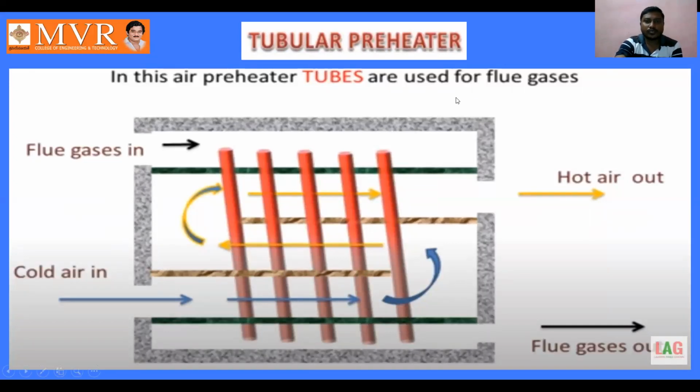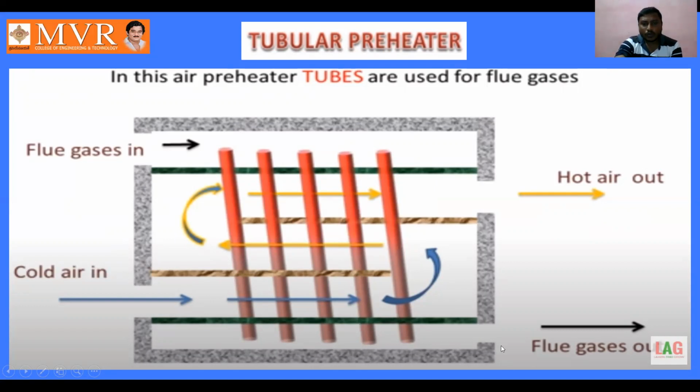In these air preheaters, tubes are used for flue gases. See here, the flue gases are coming inside, moving in this horizontal direction. The cold air is entering here, and when it is deflected along these pipes, the flue gases inside the pipes heat the cold air passing around the tubes. The heat exchange takes place between the air and the tubes.